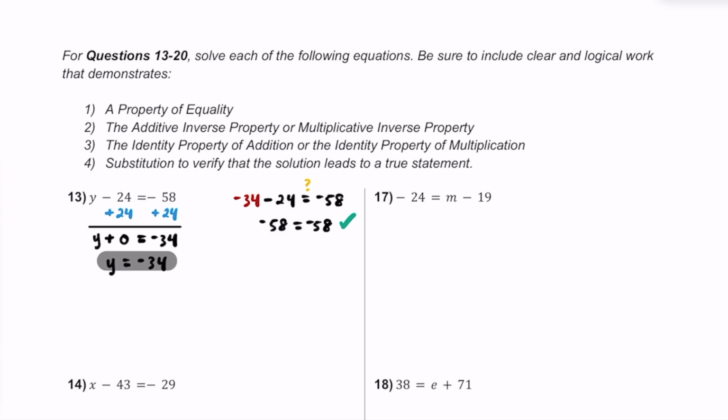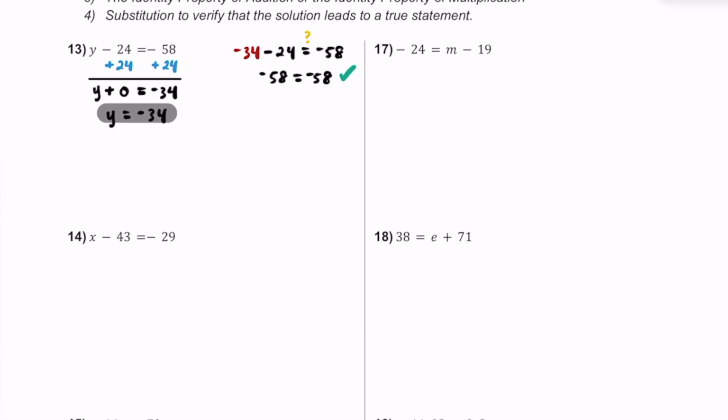These are all checkable. For number 14, let's check this one out. We have x minus 43 is equal to negative 29. Okay, so let's see.